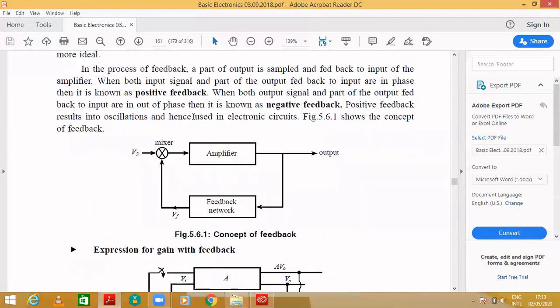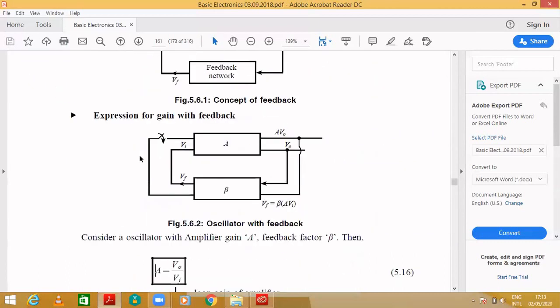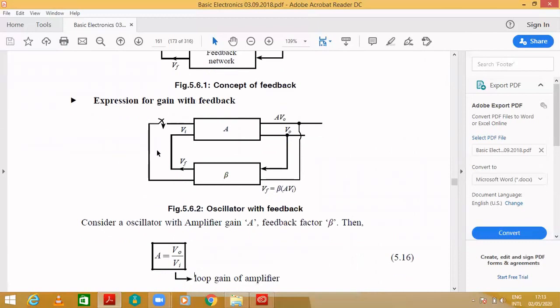Let's see. So here you can see this is the concept of feedback where you are giving input. But in the case of an oscillator, you can see over here, there is no input, there is no voltage source or something. Just for understanding purposes, we are connecting one switch. So there is no input, but it is producing an output. So how is it done?